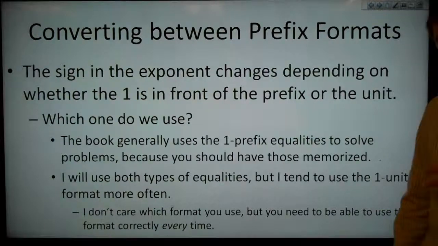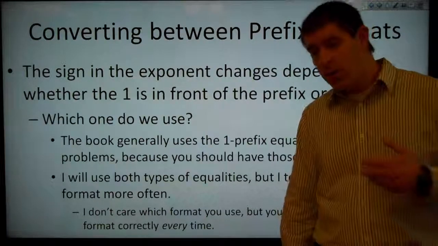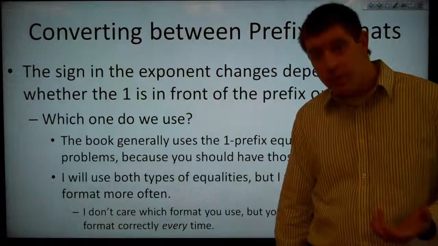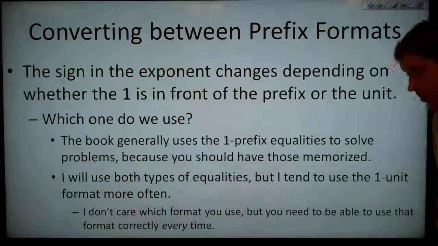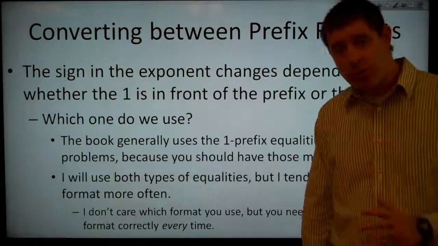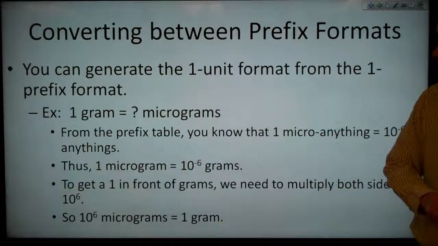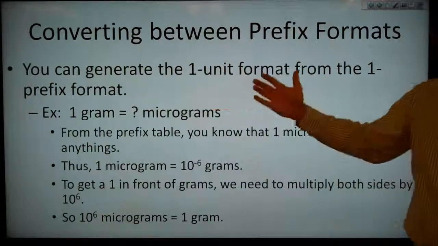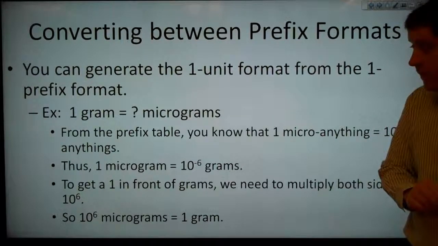So this is something like 1 meter is equal to 1,000 millimeters. Or 1 liter is equal to 1,000 milliliters. I don't care which format you use, but you need to be able to use the format that you choose correctly every single time. So pick a format and stick with it. So you can generate the one unit format from the one prefix format. For example, 1 gram equals how many micrograms? You should pause the video and fill in the answer yourself.